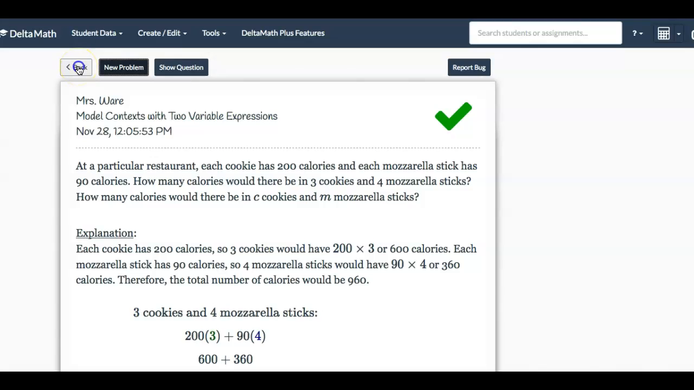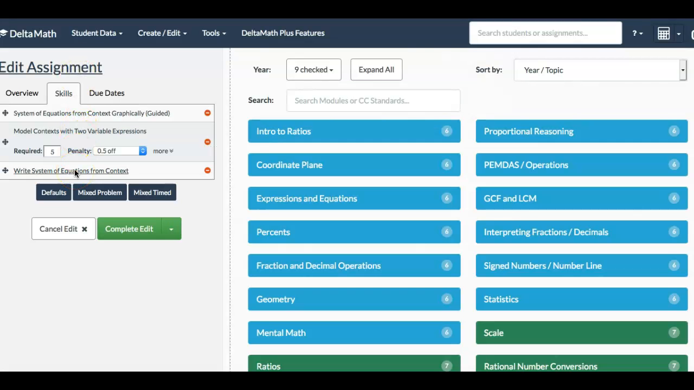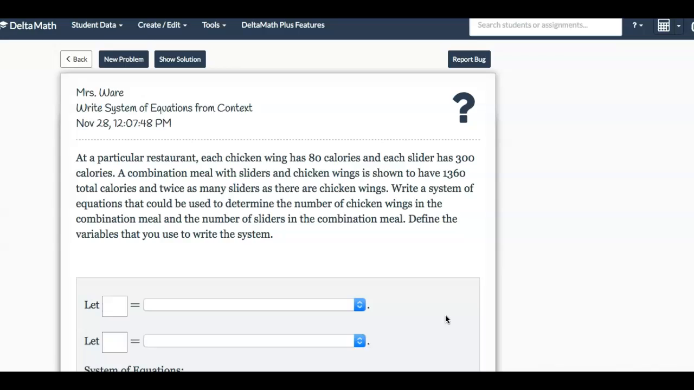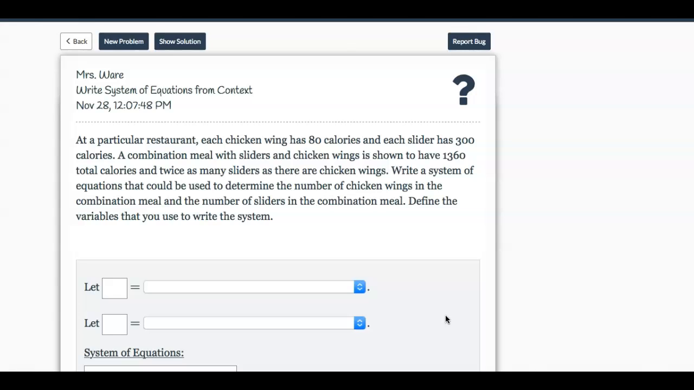The next part of your assignment is to write an equation. Again, on my whiteboard, I'm going to put down the things that I'm talking about. We're talking about chicken wings again, and sliders. So I wrote down wings and sliders on my paper. Underneath chicken wing, I'm putting 80, and underneath slider, I'm putting 300, because that's how many calories are in each one. A combination meal with sliders and chicken wings is shown to have 1360 total calories and twice as many sliders as there are chicken wings. Okay, so that's important: twice as many sliders as chicken wings.